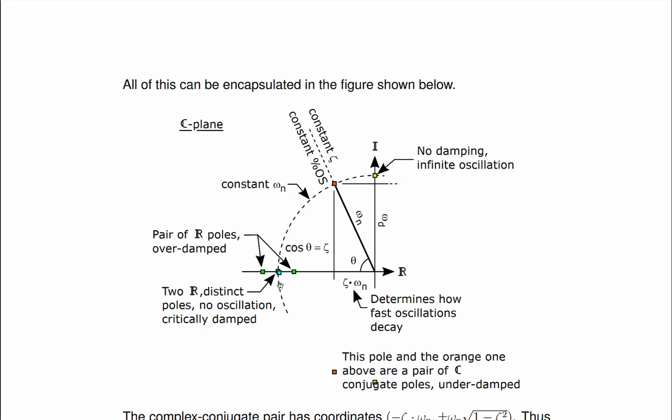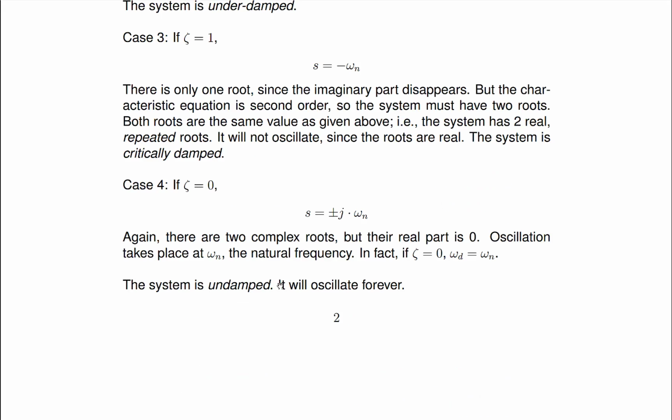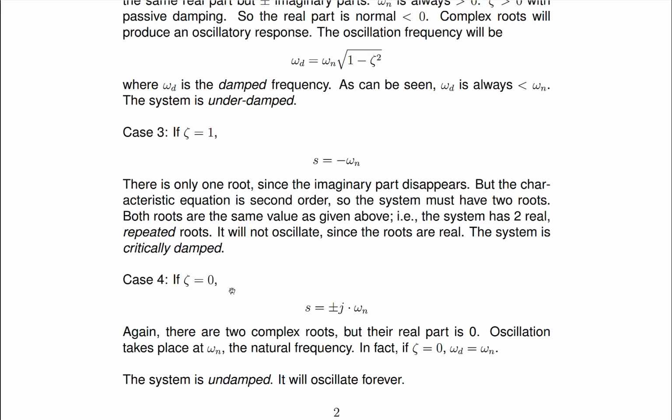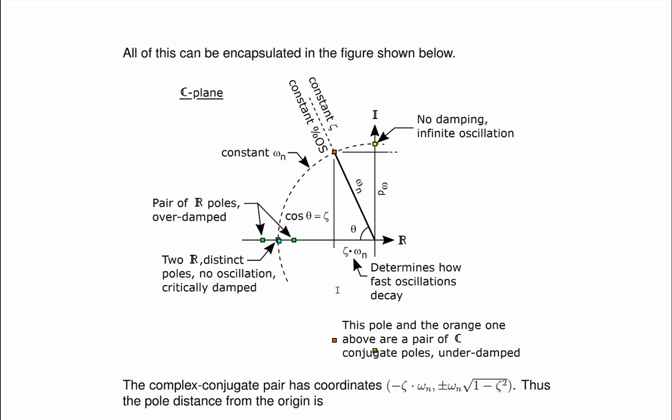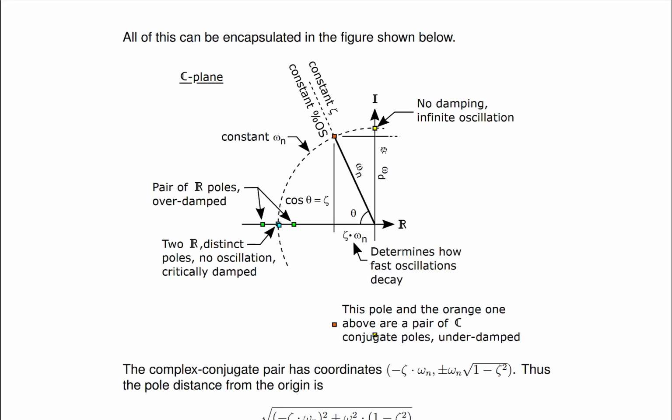Okay, now the last case, which was case 4, was the undamped case. In the undamped case, zeta is 0, and therefore we have two roots, one up above the origin along the imaginary axis. There's no real part, or the real part is 0, and one below. And those are shown also on this diagram. This is the yellow. So there's a root up here, and there's its conjugate pair down here below.